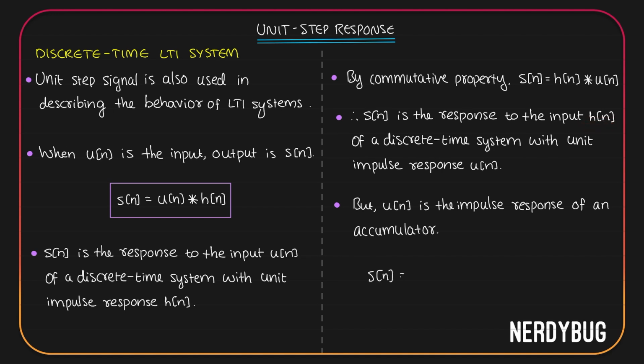The unit step response can be written as summation from k equals minus infinity to n of h of k. You can take the summation of the impulse response and you will get the unit step response. We also learned the inverse of an accumulator. It is taking first difference. So if you want the impulse response of a system from its unit step response, you can get it this way. h of n will be s of n minus s of n minus 1. This is the inverse of an accumulator.